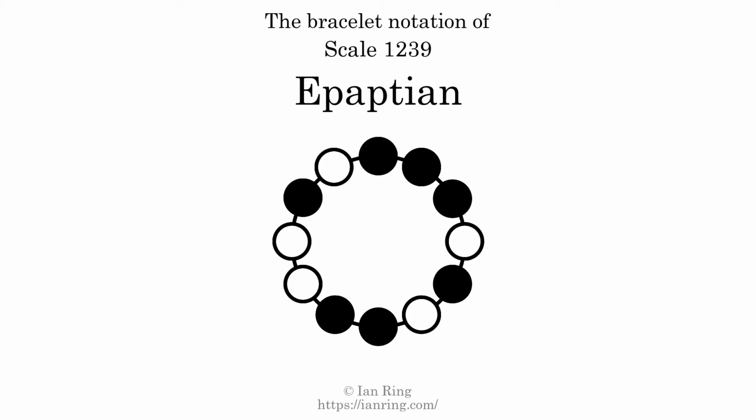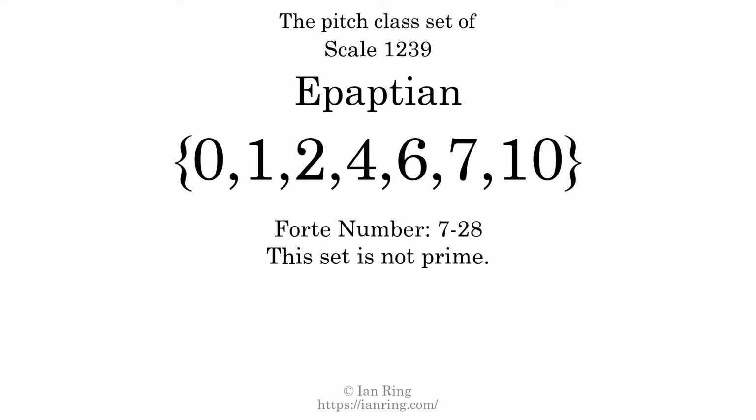This is a bracelet notation diagram of scale 1239. The shaded circles represent tones that appear in the scale, and they are read clockwise, starting at the top. The pitch class set for this scale is 0, 1, 2, 4, 6, 7, 10. The fault class is 728. This set is not prime.